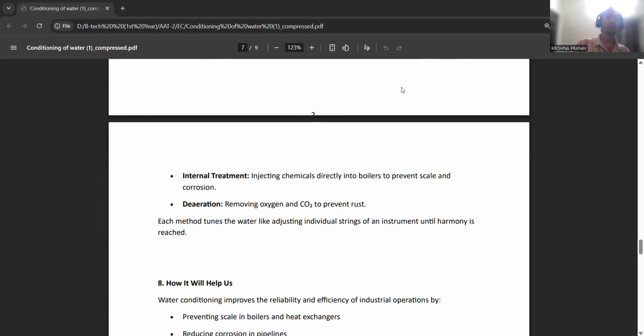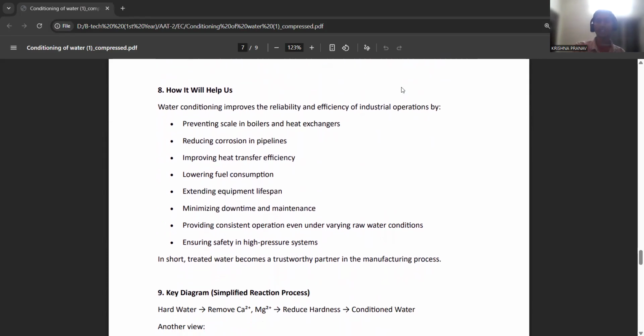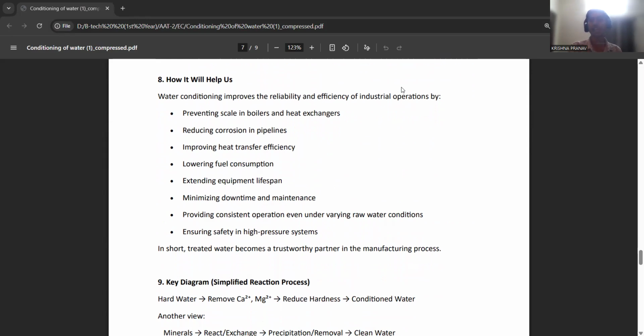How will it help us? Water conditioning improves the reliability and efficiency of industrial operations by preventing scale in boilers and heat exchangers, reducing corrosion in pipelines, improving heat transfer efficiency, lowering fuel consumption, extending equipment lifespan, minimizing downtime and maintenance, providing consistent operation under varying raw water conditions, ensuring safety in high pressure systems. In short, treated water becomes a trustworthy partner in the manufacturing process.